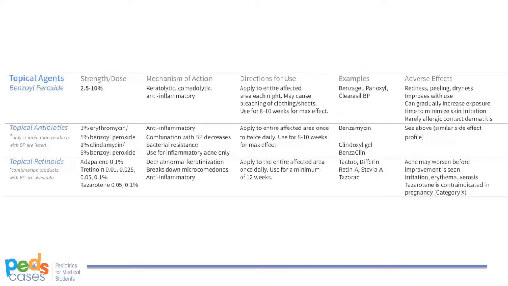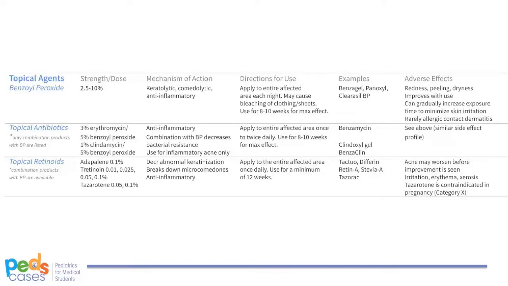Benzomycin is a combination of 5% benzoyl peroxide and 3% erythromycin. Benzaclin or clindoxyl gel are a combination of benzoyl peroxide 5% and clindamycin 1%. These products can be applied once to twice daily, and the combination of antibiotic and benzoyl peroxide prevents the development of bacterial resistance. Again, they should be used for 8 to 10 weeks for maximum effect.